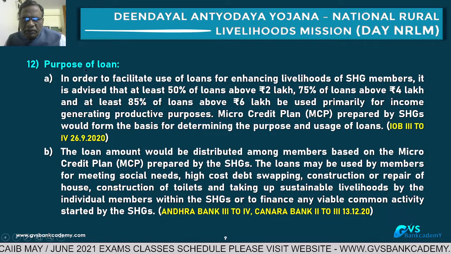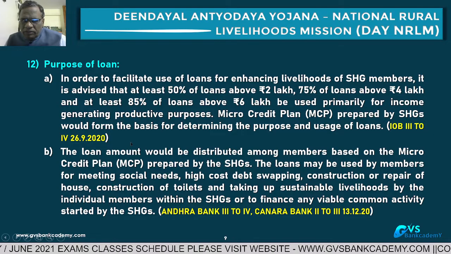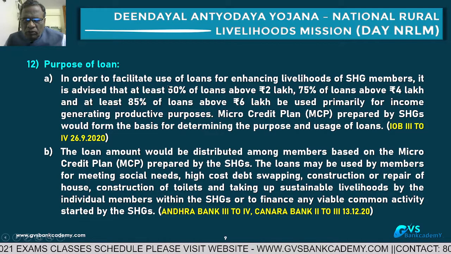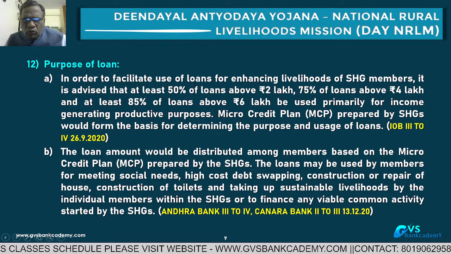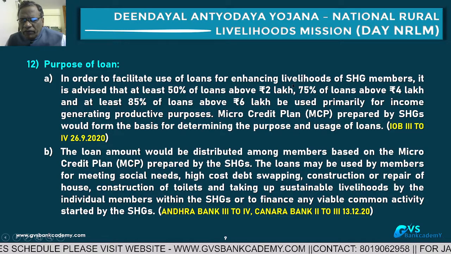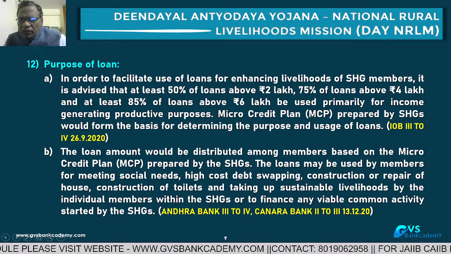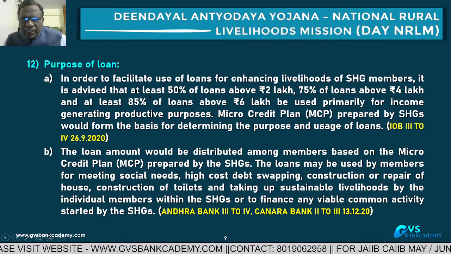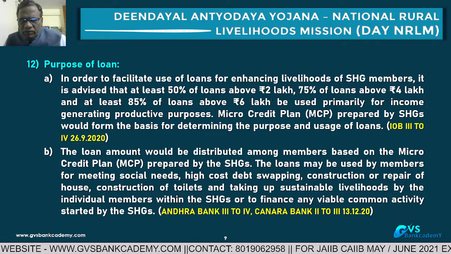Now, the 12th point, purpose of loan, is also very important. Earlier, there were no purposes. Now the government also wants to specify productive purposes in order to facilitate use of loans for enhancing the livelihood of SHGs. It means they have to provide livelihood, not consumption. To enhance livelihood and to discourage consumption by SHG members, it is advised that at least 50% of loans above 2 lakhs go to production purpose.